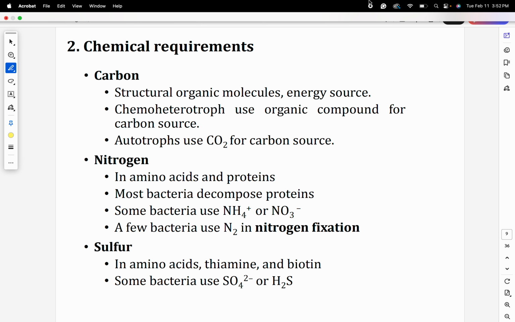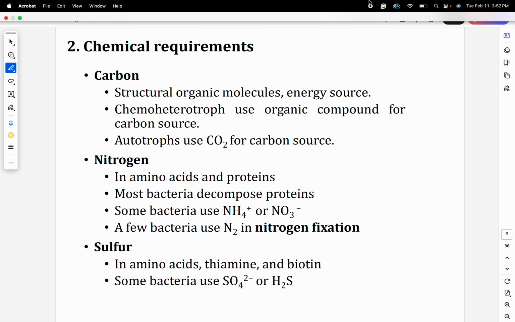So chemoheterotrophs use pre-made organic compounds as their carbon source. So they break down those pre-made organic compounds. And we have autotrophic microbes that make use of carbon dioxide as their carbon source. So our photosynthetic bacteria are autotrophic.